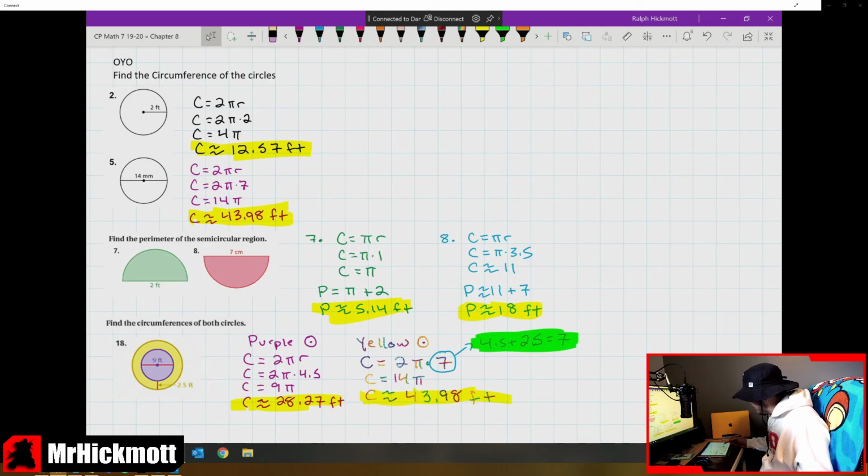The big thing to note is that on the yellow circle, the circumference of the yellow circle is going to be from the center all the way to the end here that I've highlighted in blue. So you need to use the radius of the purple plus that 2.5 feet that they have given to find the actual radius of the big yellow circle. So that comes out to be 7, and I've highlighted that in green right here.